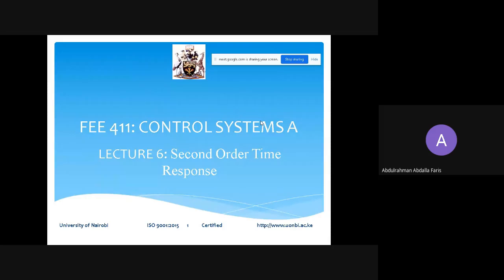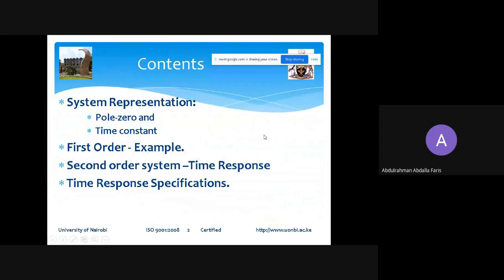Today we'll move forward from where we stopped last time. That is, last time we did first order system time response. Today we'll continue with second order system time response. And before we start second order time response, I remember that last week I skipped system representation.